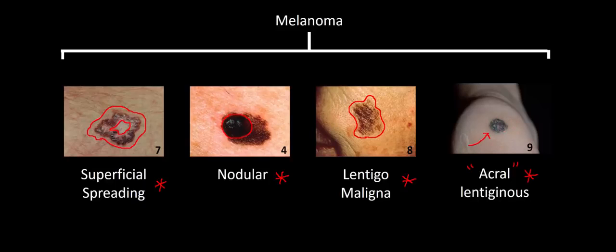And so with that, we come to the end of our video, and I hope now you feel a little bit more confident distinguishing benign from potentially more malignant pigmented lesions, and you're also able to appreciate the clinical histological correlations for melanoma.